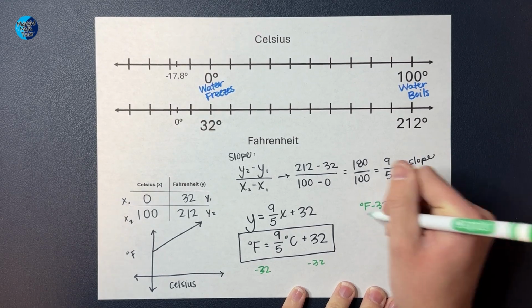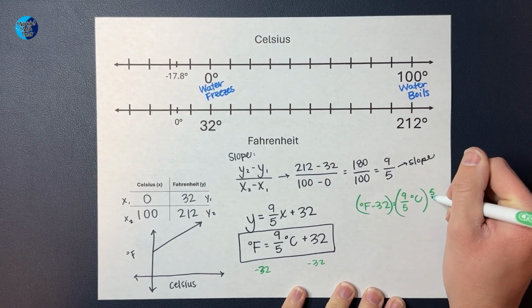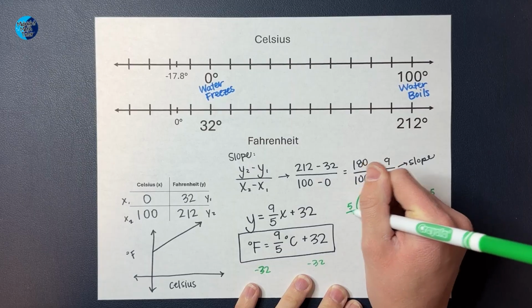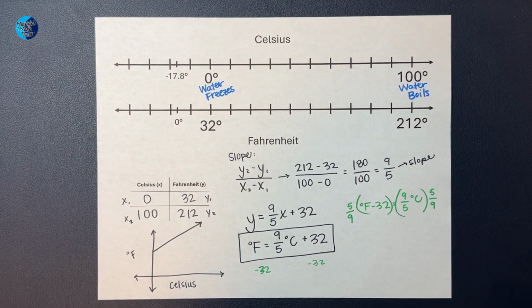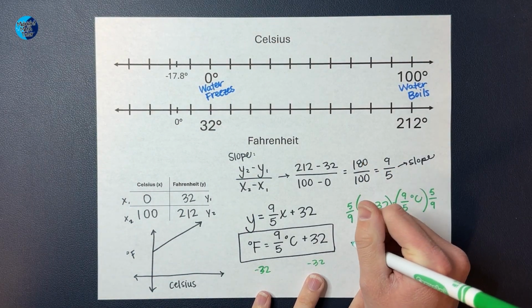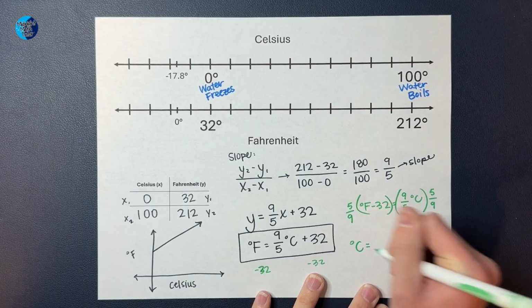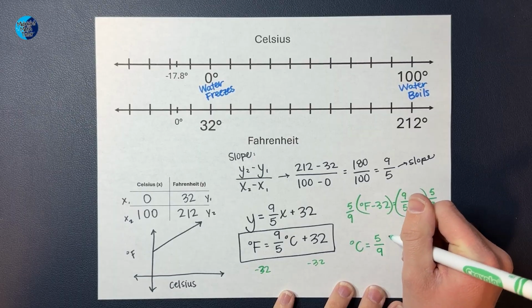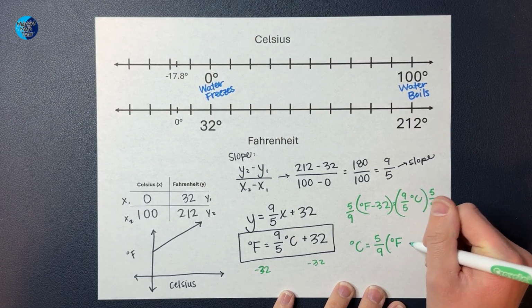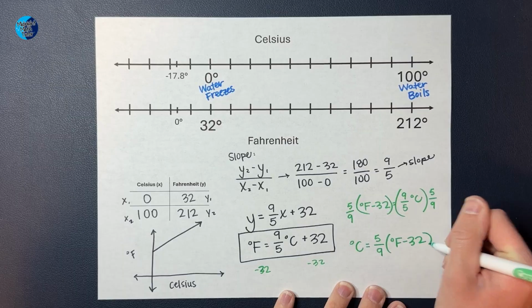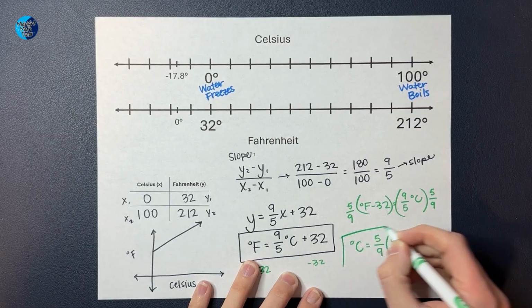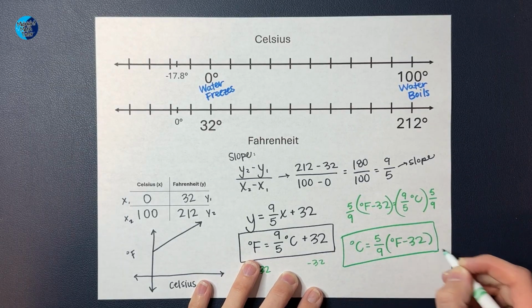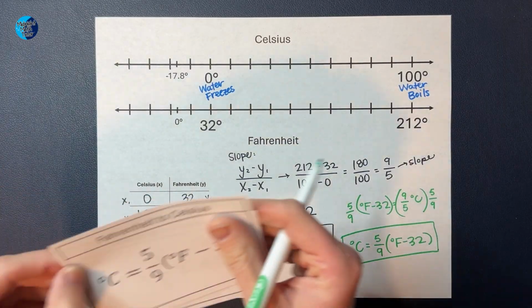Then I'm going to multiply by the reciprocal. Get 5/9 multiplied on both sides. So then I'm going to write the degrees Celsius over here. Degrees Celsius equals 5/9 times degrees Fahrenheit minus 32. And that is where those two conversions came from.